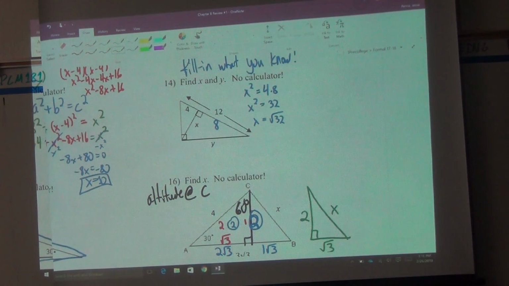For y, it is a side. So it's a leg of the big triangle. It's not the hypotenuse and it's not the altitude. So y squared is going to be the close part, 8, times the whole thing, 12. Means that y squared is 96, and that y is the square root of 96.